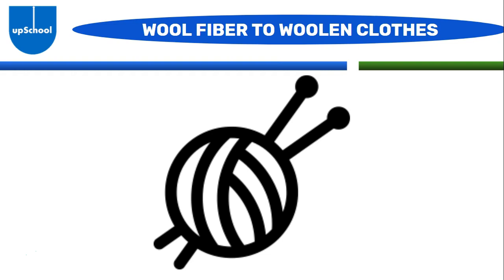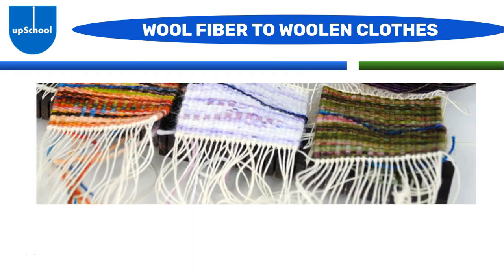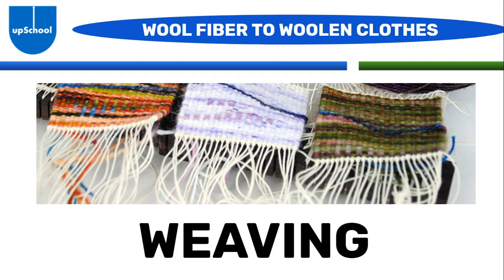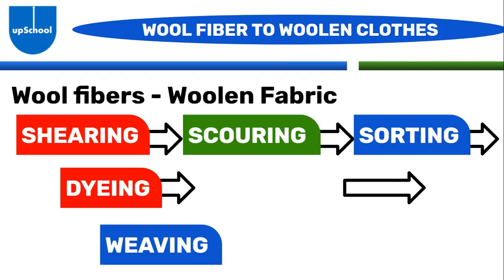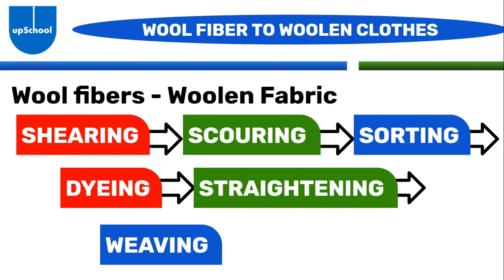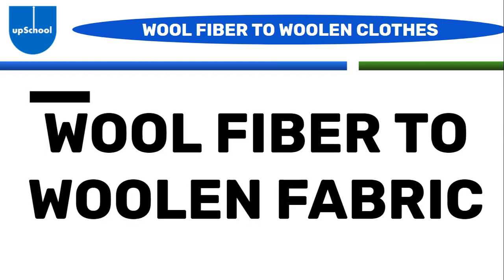So the next step would be to turn these straightened wool fibers into yarn, and then people would buy the yarn and make it into fabric. But let's skip this step. Once you have these straightened wool fibers, most companies actually just start to weave the straightened wool fiber into fabric. This step is called weaving. So after straightening, the next process is weaving. So after weaving, well, you're done.